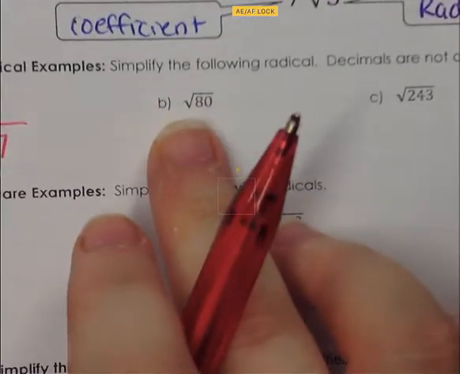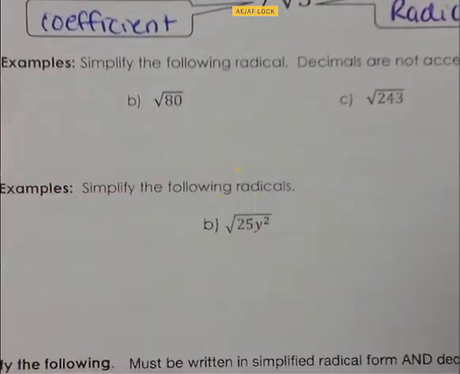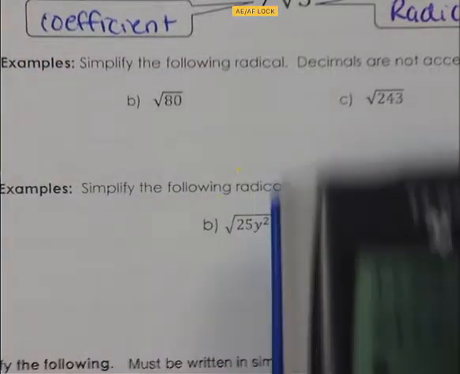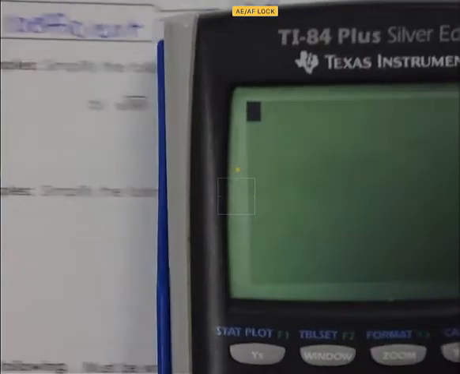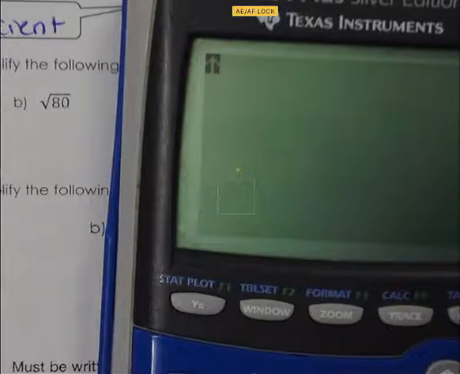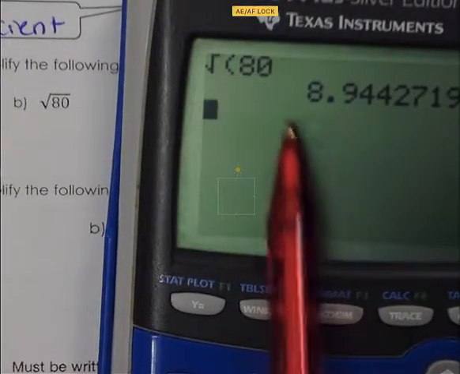So I'm going to do the same thing with example B. Again, I'm going to show you these 4 examples in the calculator. So the first thing we do is we take the square root of 80, and get that whole number to know where we need to start.